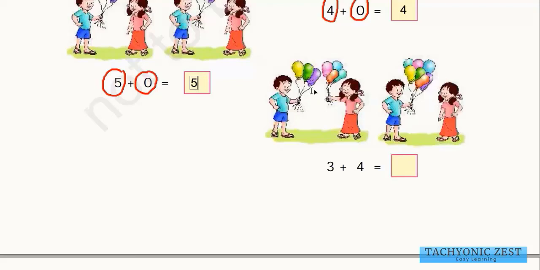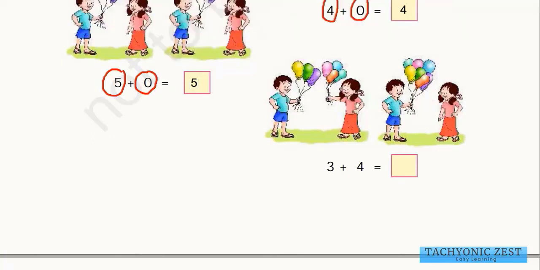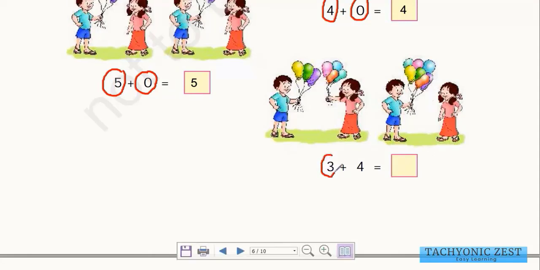Now here in this question, the boy has some balloons and the girl has some balloons, and the girl gives all the balloons to the boy. So let us see how many balloons the boy had. Let us count. So at first the boy had 1, 2, 3. So 3 balloons, and the girl had 1, 2, 3, 4 balloons. So the boy at first had 3 balloons, and the girl in the beginning had 4 balloons.